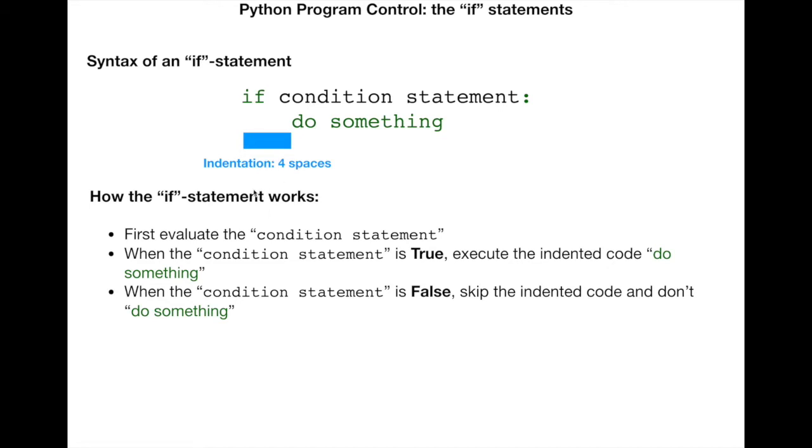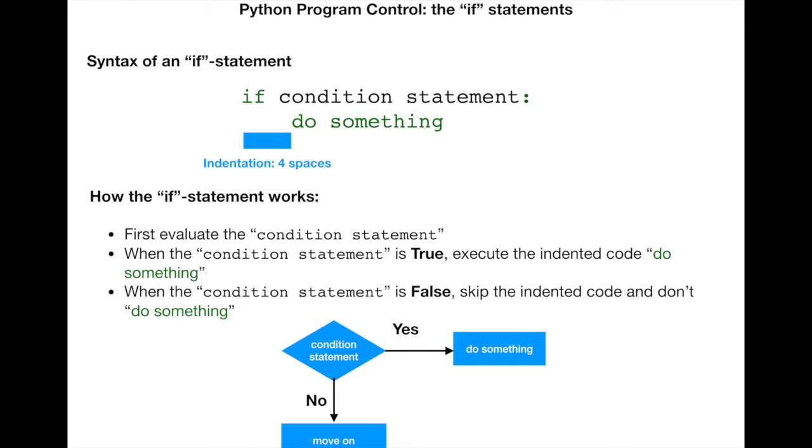So how the if statement works: first we evaluate the condition statement, and if the condition statement is true, then we execute the code here, do something. If the condition statement is false, we skip this do something code and move on to the next. Right, so this is pseudocode that shows you how the if statement works. If the condition statement is true, then do something. Otherwise, move on to the next. For example, if it's sunny today, I'm gonna play tennis. Otherwise, I'm not playing tennis. I'm not doing anything, right? So that's how the if statement works.